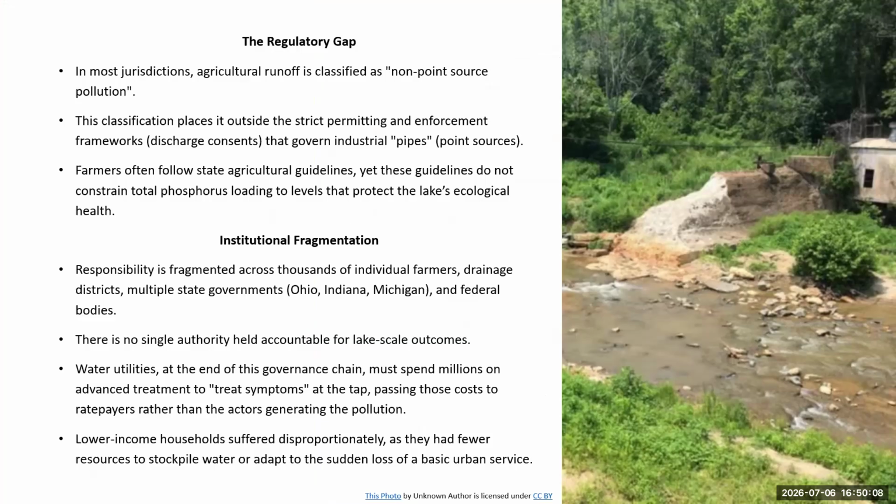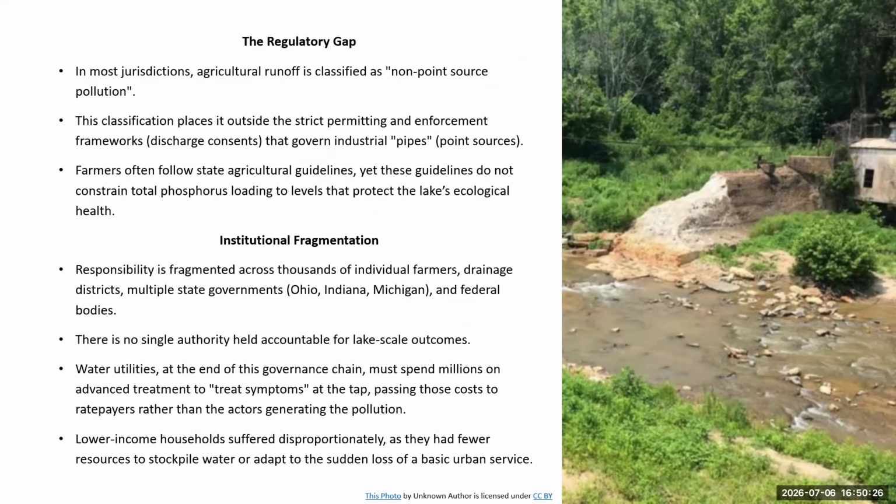This crisis also highlights an important governance issue here. Pollution from farms is actually called non-point source pollution. I repeat, pollution from farms is actually called non-point source pollution, meaning it comes from many scattered locations rather than a single discharge pipeline.